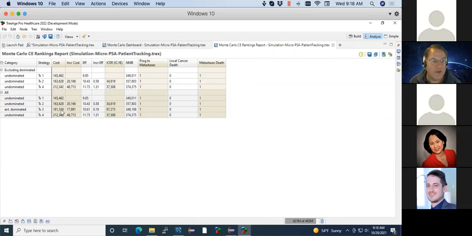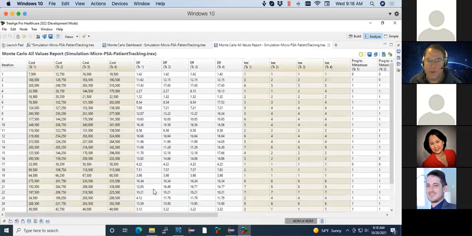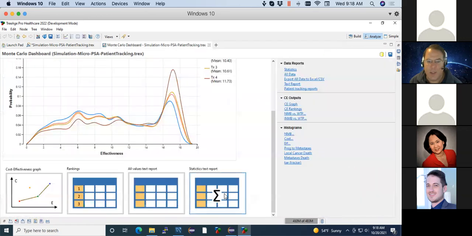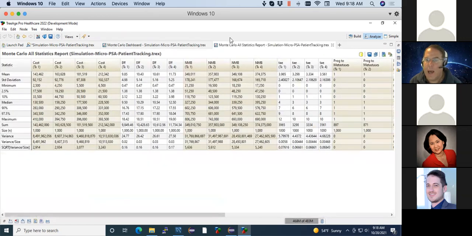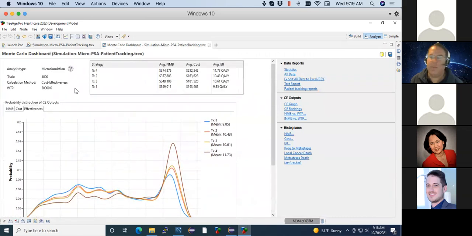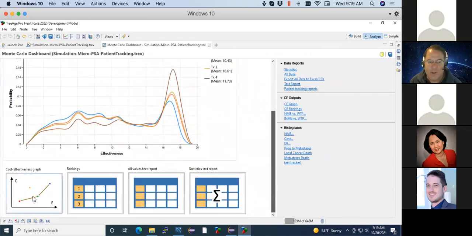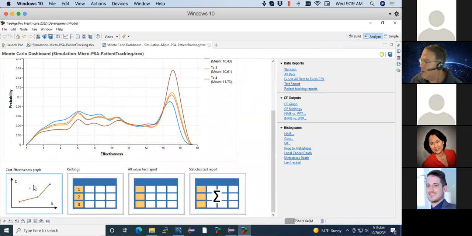There was one dominated strategy. That's fine. You can also get right to the individual outcomes of each patient. And you could get right to the statistical or aggregate statistics for every output from the model. And so we wanted to kind of give you a feeling for what this microsimulation is telling you. It's telling you this is the best strategy. This is the variation amongst the patients. And these are the reports you're probably going to want to see.